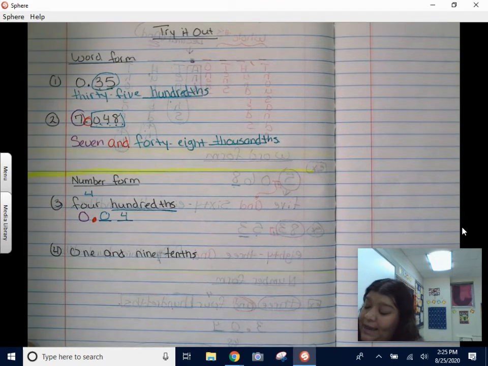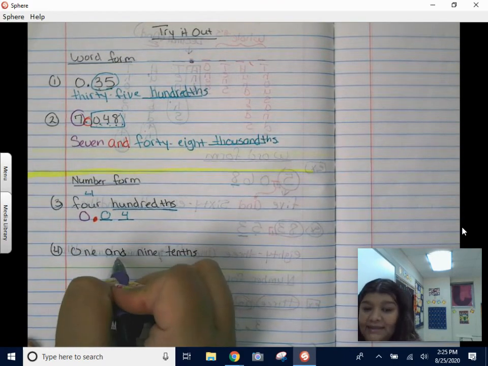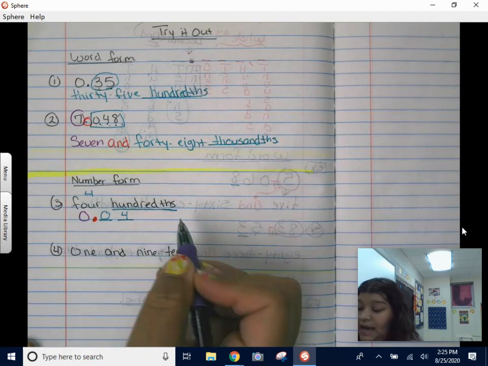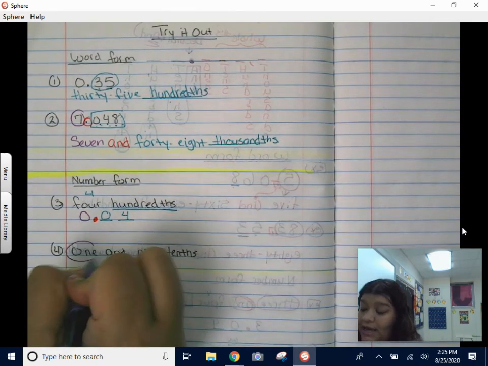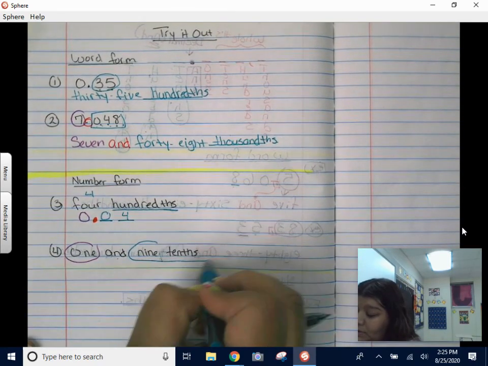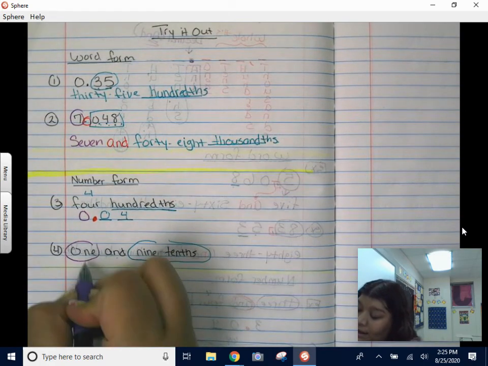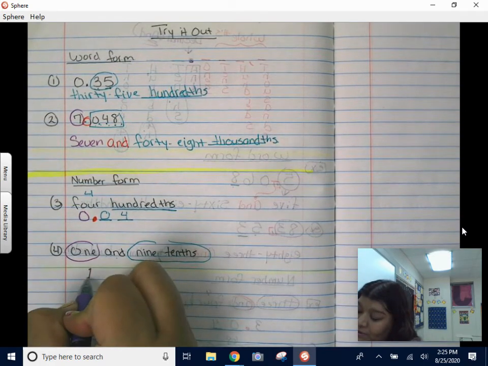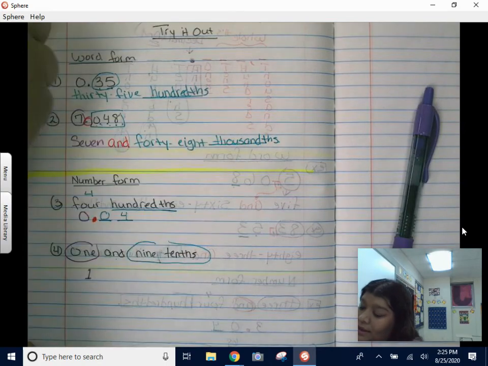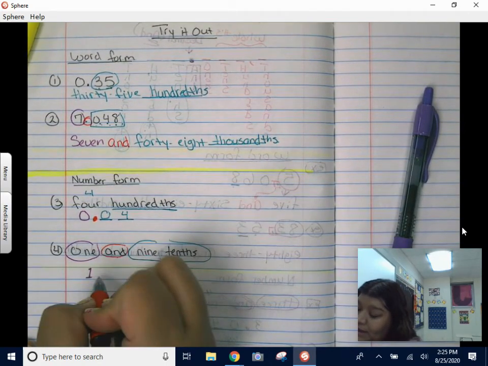And the last one for today. 1 and 9/10. I see the word and, which means I have whole numbers and I have decimals. Good. Okay. So 1, I know looks like this. There's 1. And and is my decimal point.